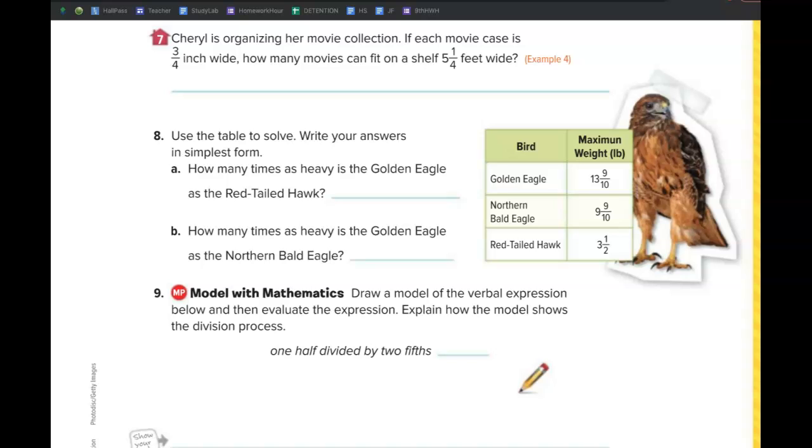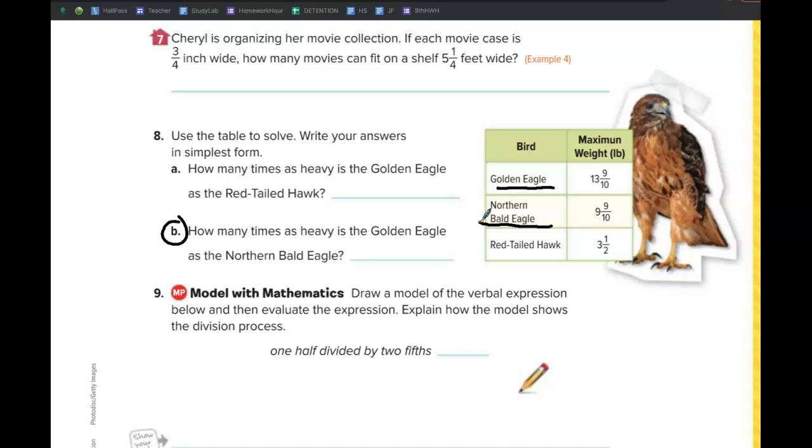And on B, we need to figure out how many times as heavy the golden eagle is as the northern bald eagle. I'm looking at how many times as heavy it is, not how many more or how much more it is. Does that make sense between those two verbiages? How many more, you would do what operation? Subtract. But this is how many times as heavy, so it's actually going to be division.